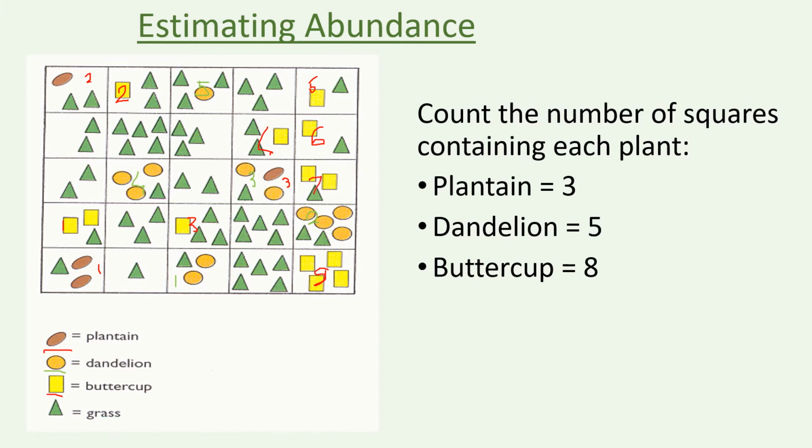And then the last one is our grass. So 24. So every square has grass in it apart from this one. So well done if you managed to get that correct. If you didn't, then pause the video and try to figure it out.